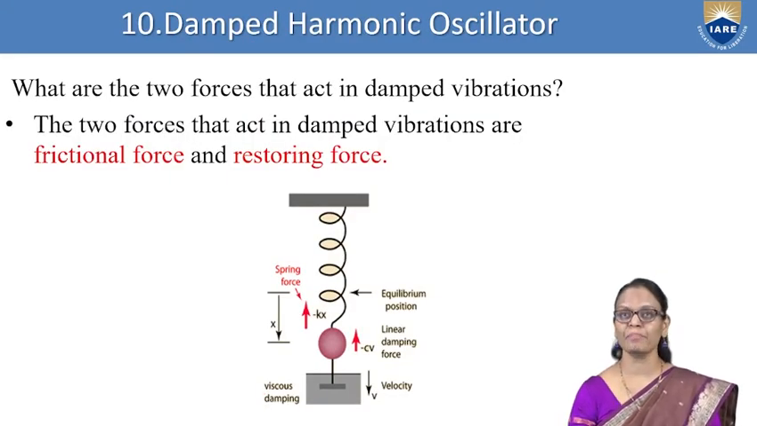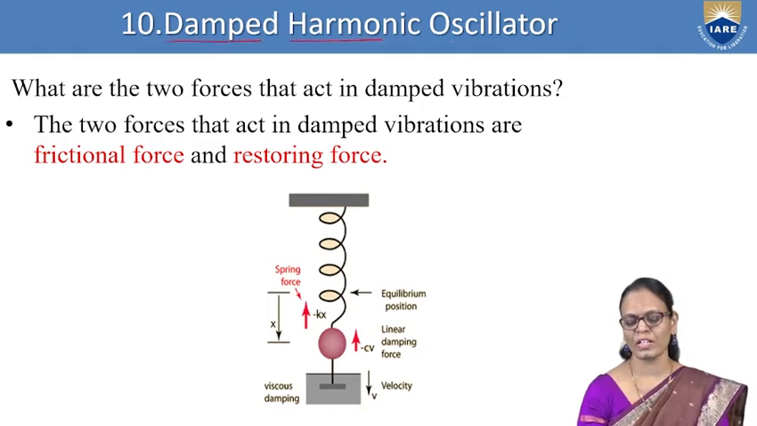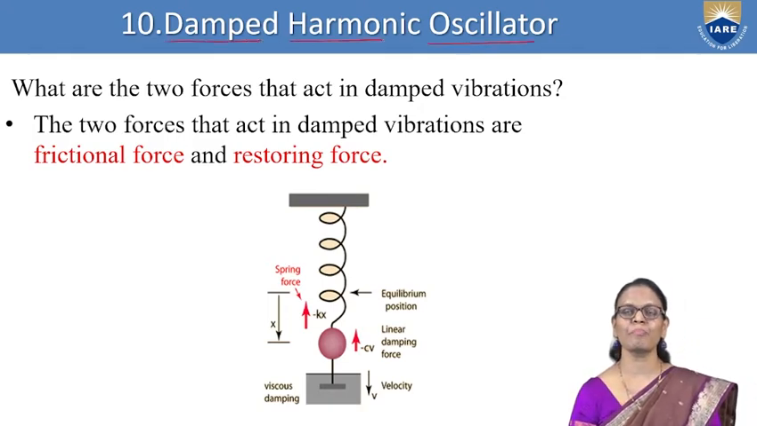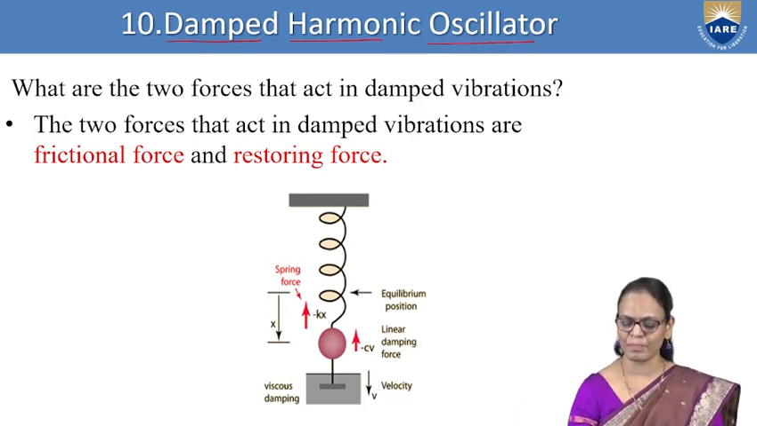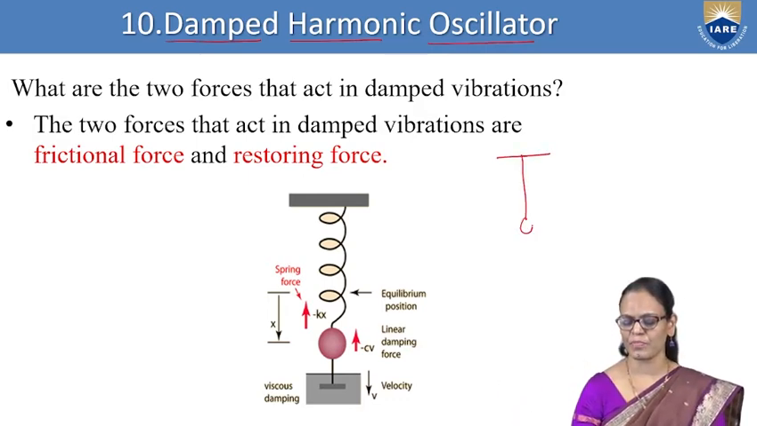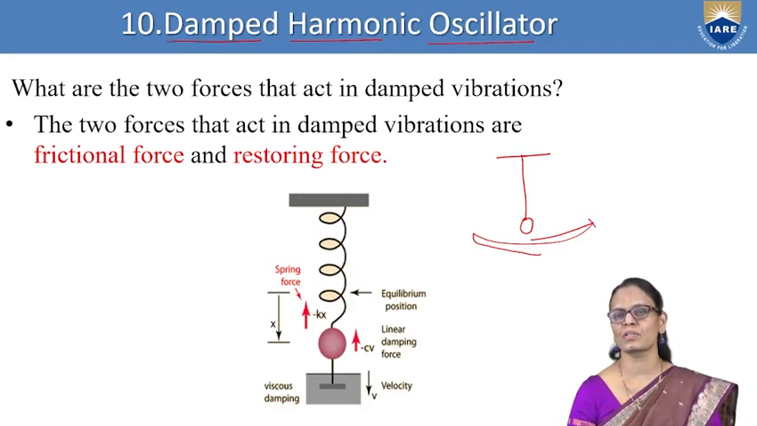Now coming to the damped harmonic oscillator. When we talk about damping, damping means the forces that act on the system opposite to the direction of motion of the object. Whenever we are talking about oscillations, the object is released from its mean position. I take the example of a simple pendulum, we take it here and leave. Then what happens? It will start oscillating.